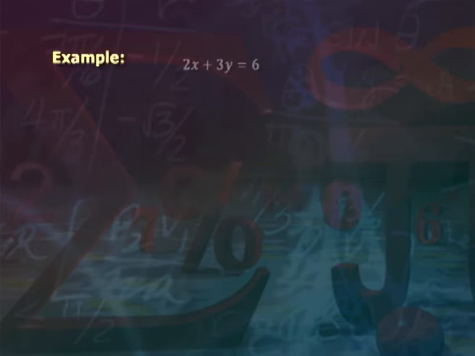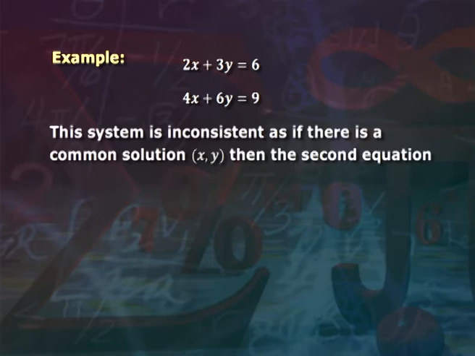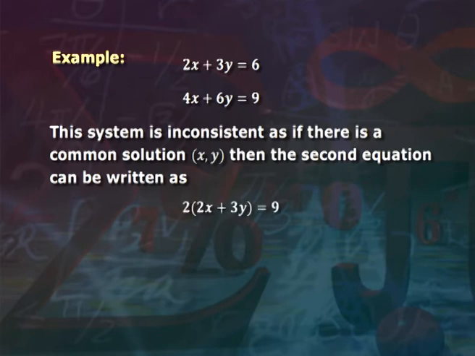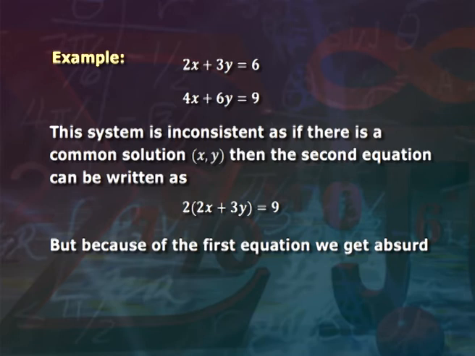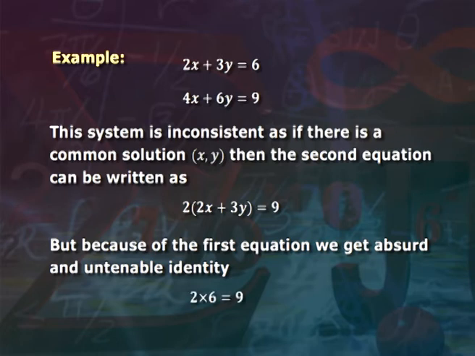Example: 2x plus 3y equal to 6 and 4x plus 6y equal to 9. This system is inconsistent, as if there is a common solution x, y, then the second equation can be written as 2 into 2x plus 3y equal to 9. But because of the first equation, we get the absurd and untenable identity 2 into 6 is equal to 9. Hence, there is no solution for the system. Therefore, the system is inconsistent. Geometrically, these equations represent two parallel lines in the xy plane, and hence there is no common solution.